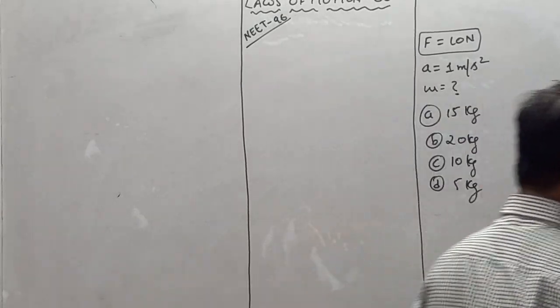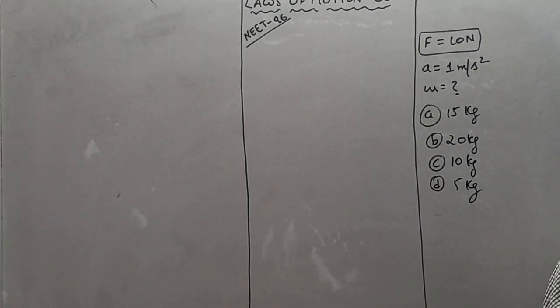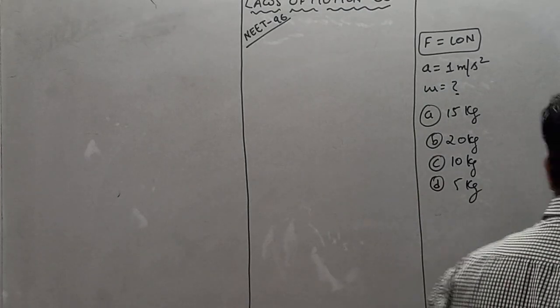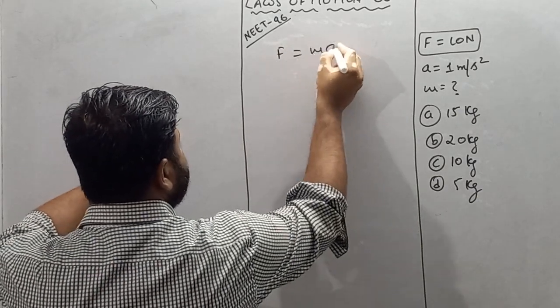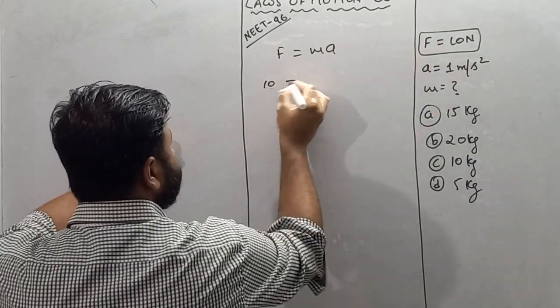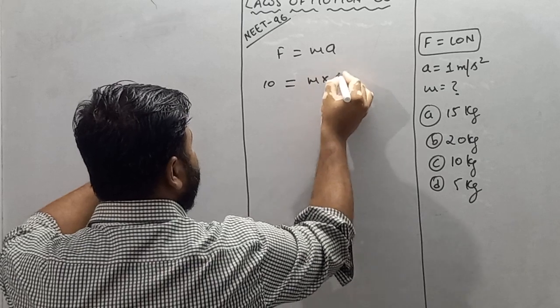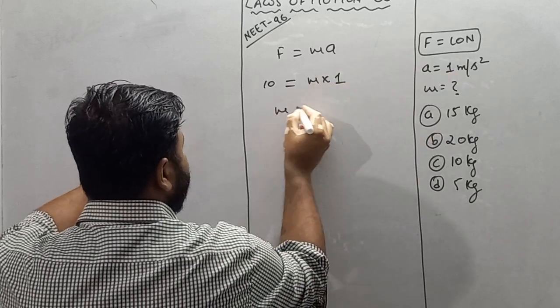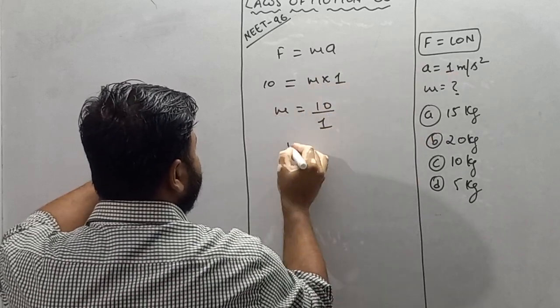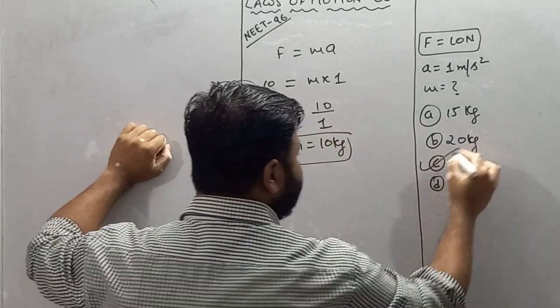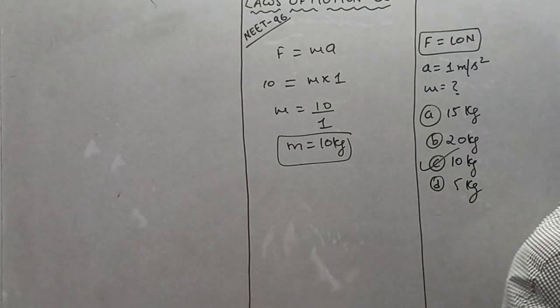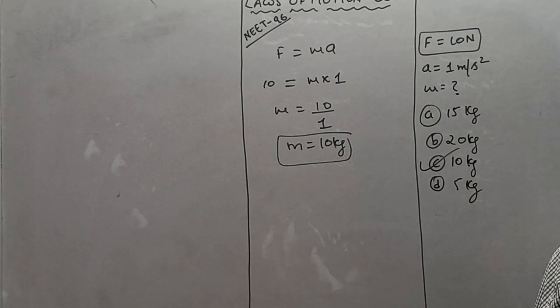So force is given and acceleration is given. You have to find the value of mass. It's so easy to solve. We know that F is equal to ma. So force is 10, mass we have to find, and acceleration is 1. So m is equal to 10 by 1. So mass must be 10 kg. So the answer is 10 kg, that is C. This question is very easy. Moving forward, write down the next question.